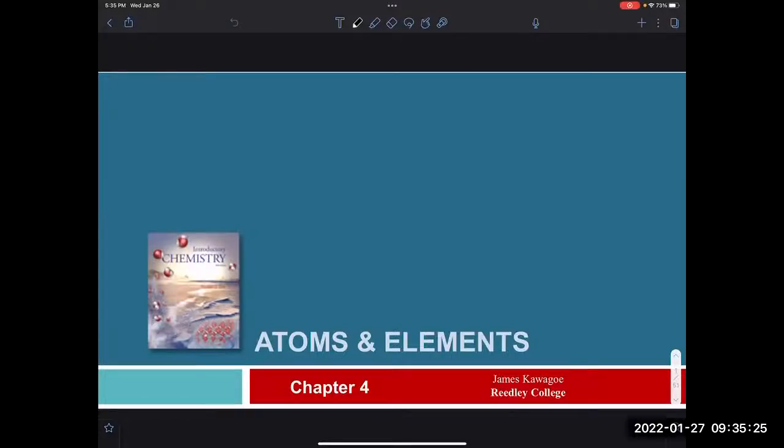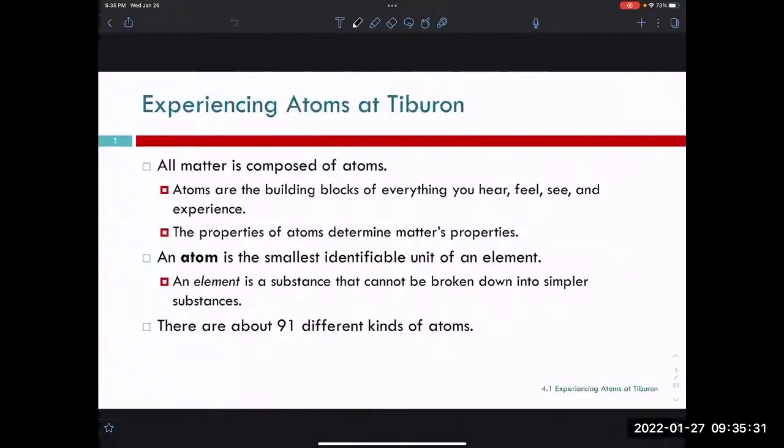So chapter 4, we finally get to talk about atoms and elements. The first thing we're going to talk about is basically how everything is made of atoms. I've already said this, but everything's made of atoms. They're the building blocks of everything. They're the reason you can see things, hear things, taste, smell things.